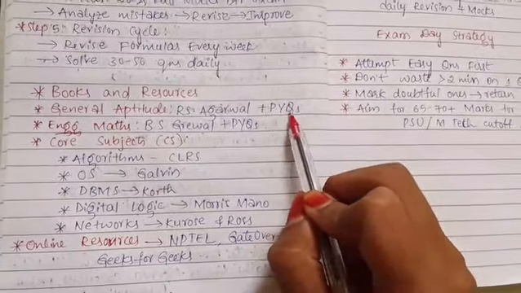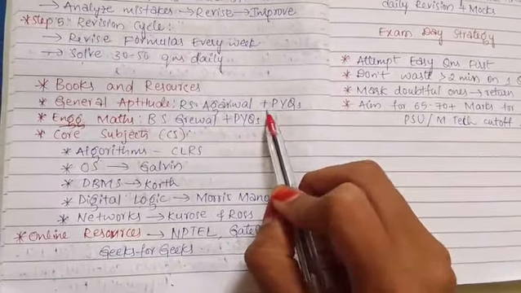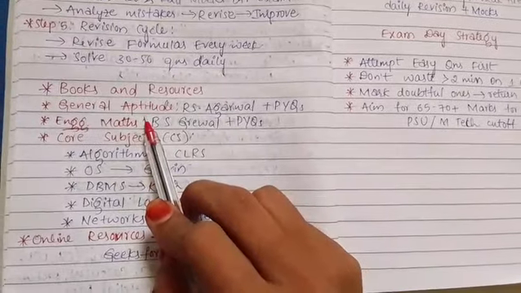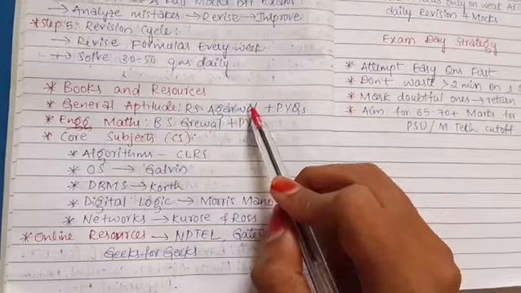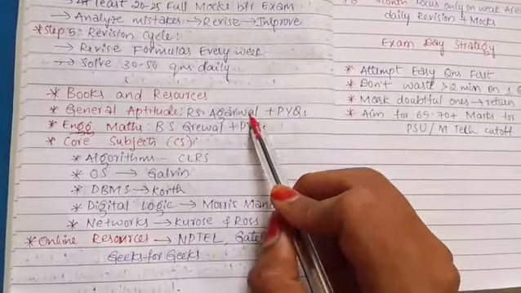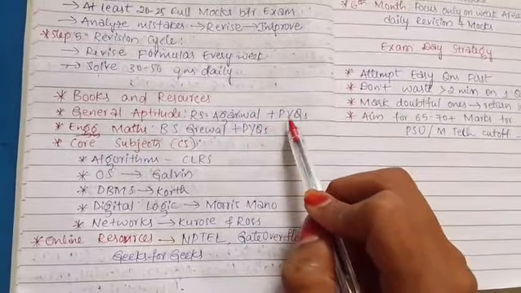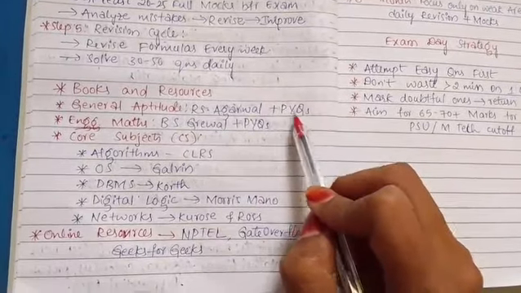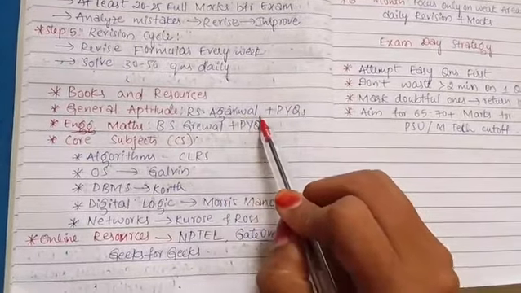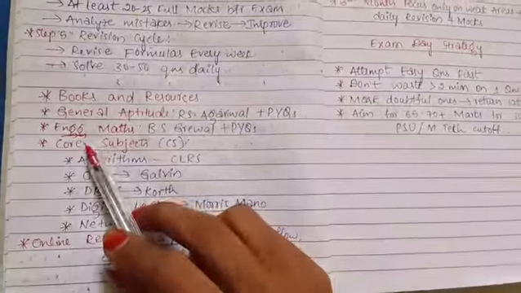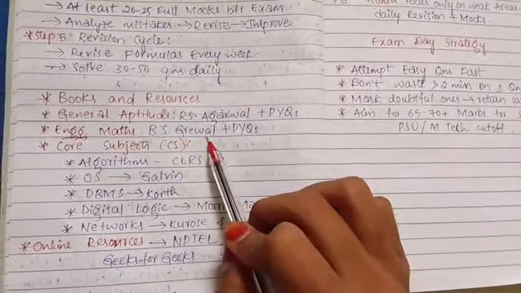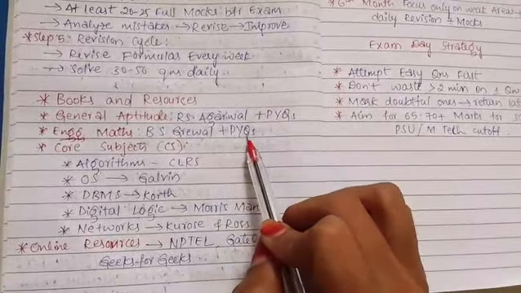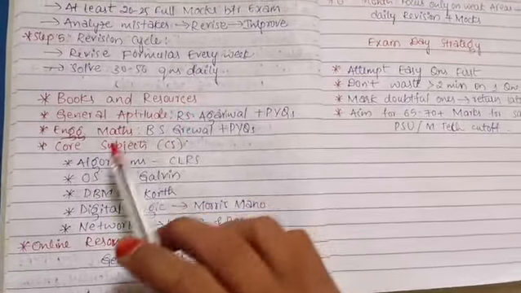And the previous year questions also you have to refer for the general aptitude, because most of the topics and most of the questions will be repeated. That's why you have to refer the previous year questions as well along with the R.S. Agarwal textbook. For engineering maths, you have to refer the B.S. Grewal textbook and the previous year questions as well.